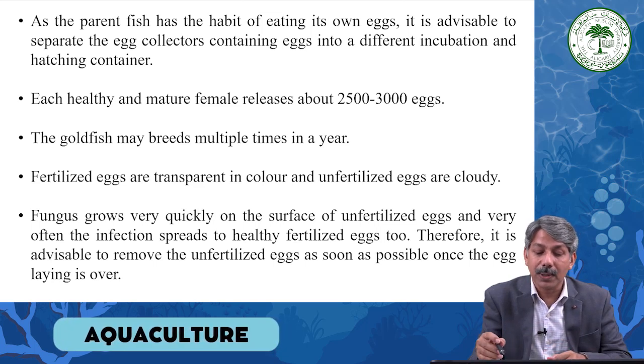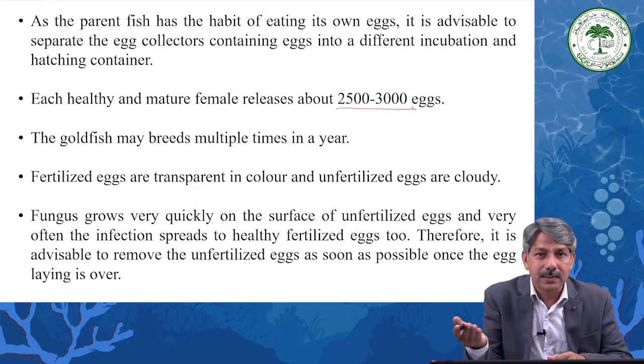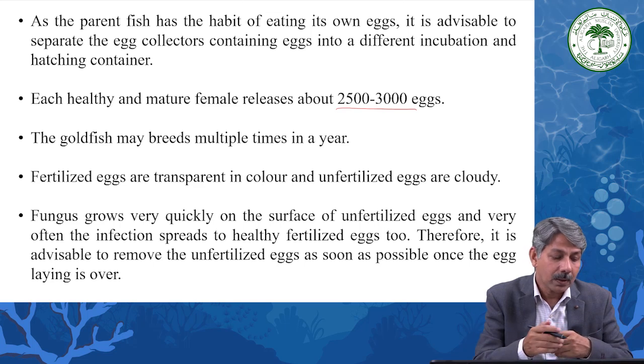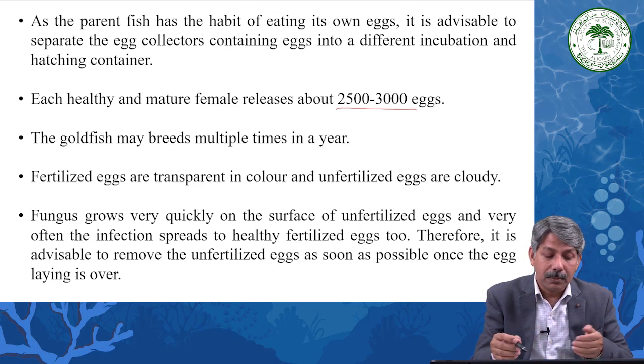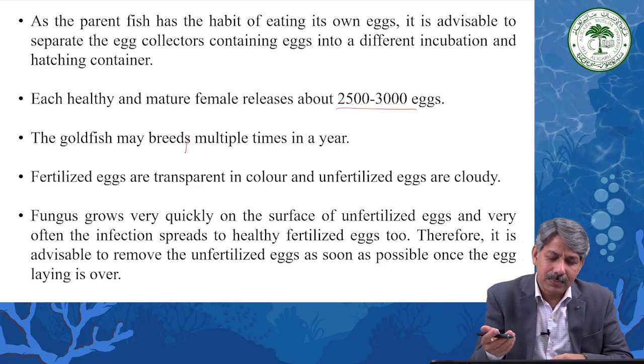Each healthy and mature female may release about 2,500 to 3,000 eggs depending on the size, the stage of maturity and the condition. The goldfish may breed multiple times in a year. So 3 times, 4 times, it depends on how the cycle goes on.